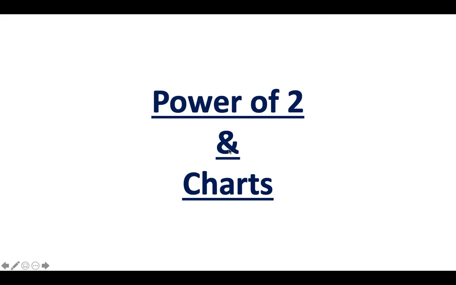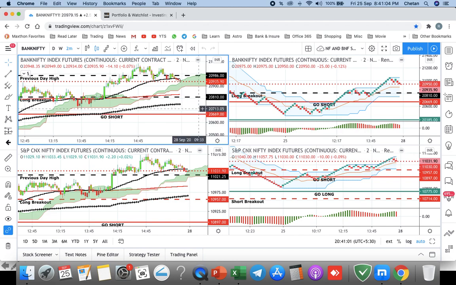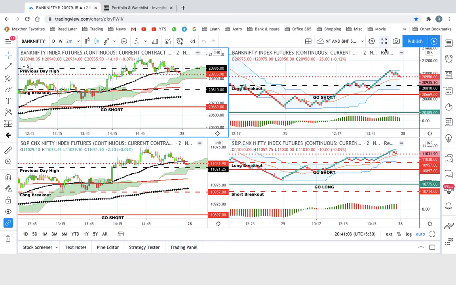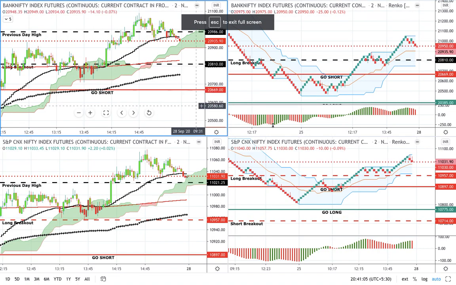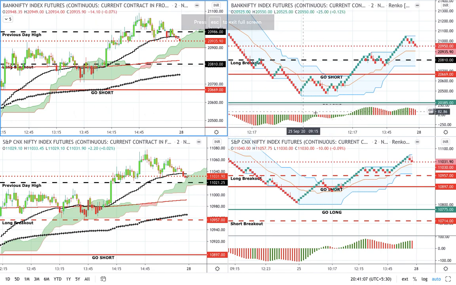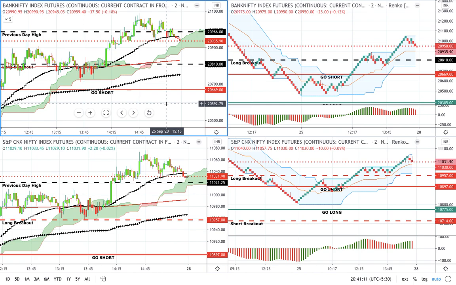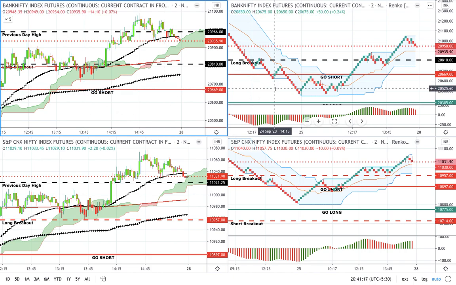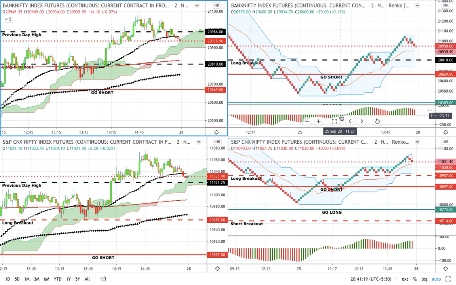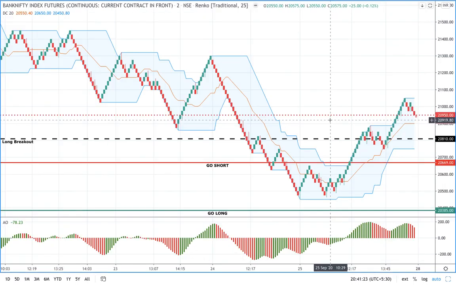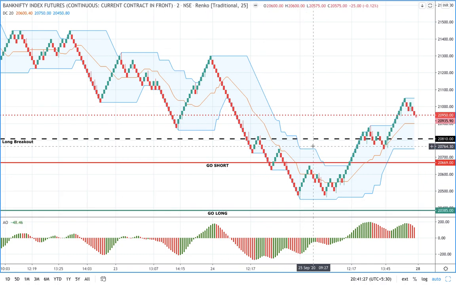So let's go to the charts. Let's go to the power of 2. In TradingView they have added a new feature. When you have the same chart in four chart layouts, if you add any line, you will get the line in the other charts also. So that's the advantage now. In the old version it was not there, now they have upgraded. Now if you see here, this is the go short level and the go long level. Here it looks very clean.